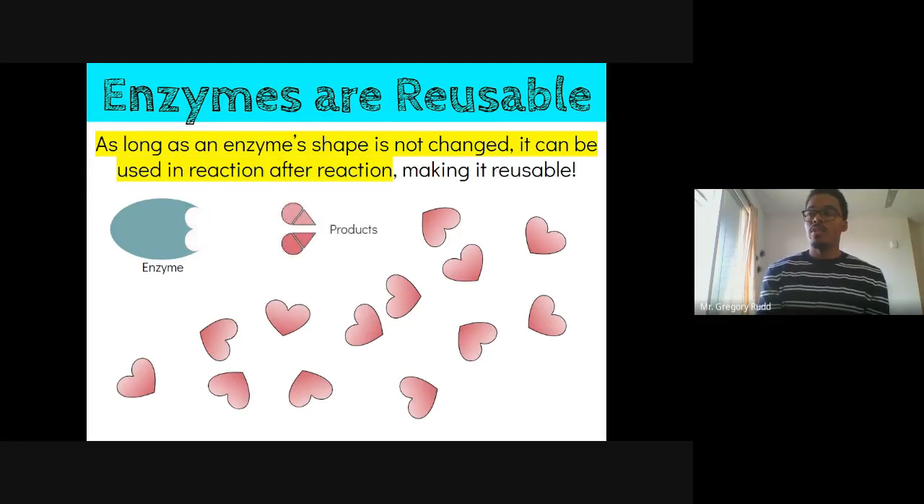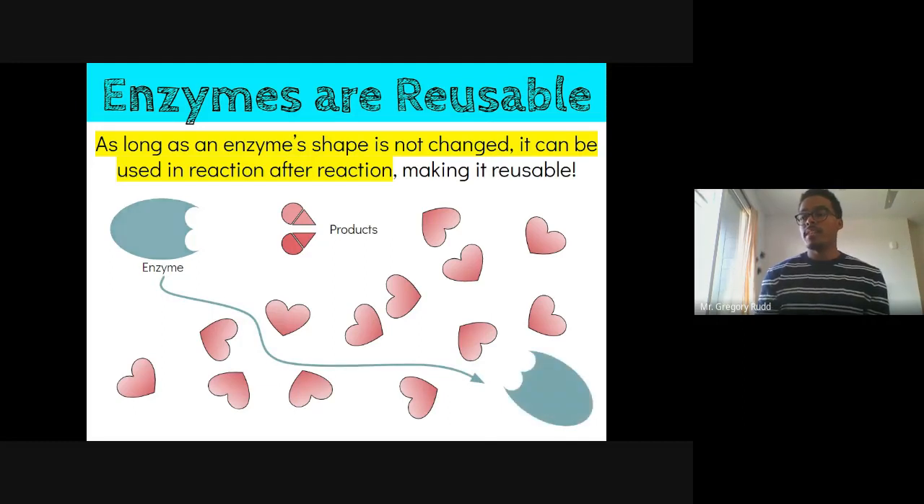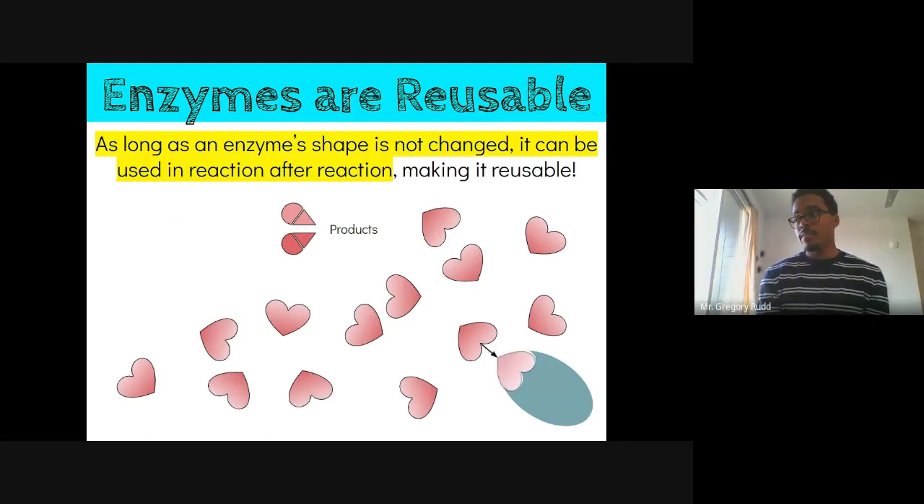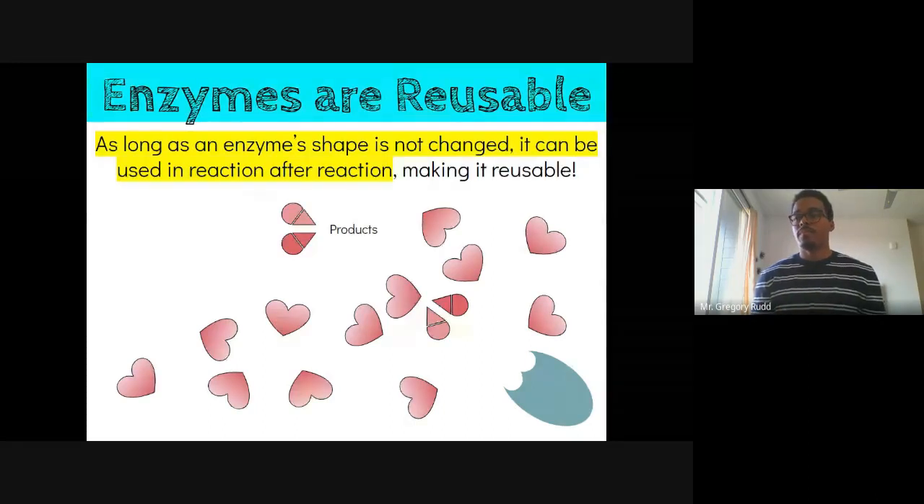So what we can do now is introduce that enzyme in another place in the cell. And it can undergo the same reaction again with a different substrate and create more products. Now that same enzyme is going to move from substrate to substrate, creating more and more products. As long as the shape is not changed, the enzyme is still going to be functional. That's what we mean by reusable.